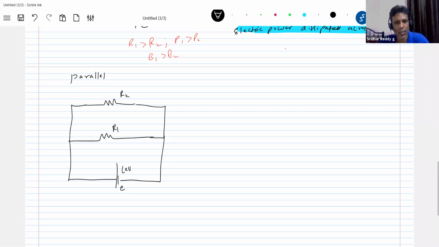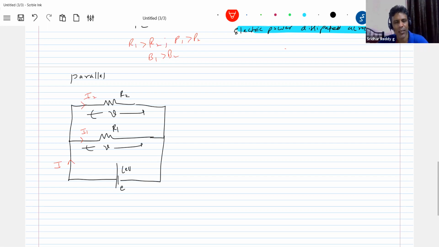Okay, look at now. This is having a potential, say, 10 volt. It is the same potential will drop across this one, no? The potential across the bulb will be the same. What about the current? Let the current I flow here. This will branch out into I1 and I2.